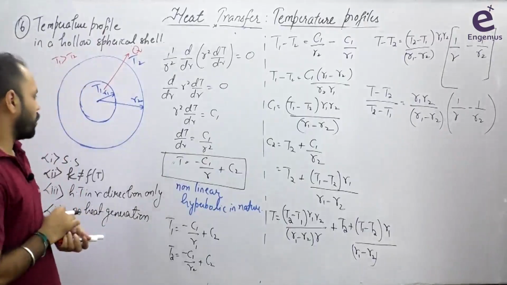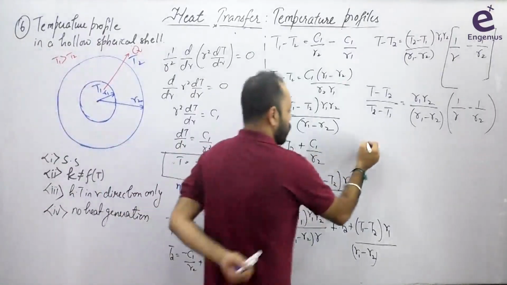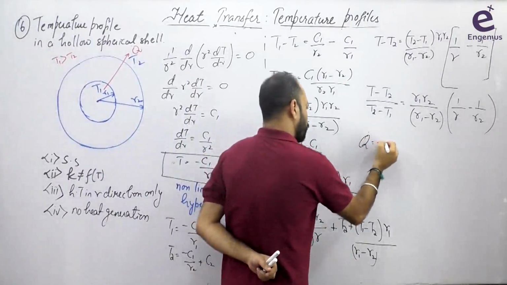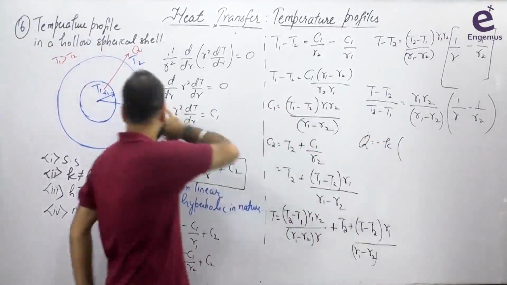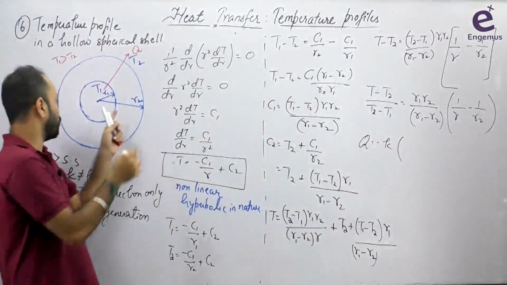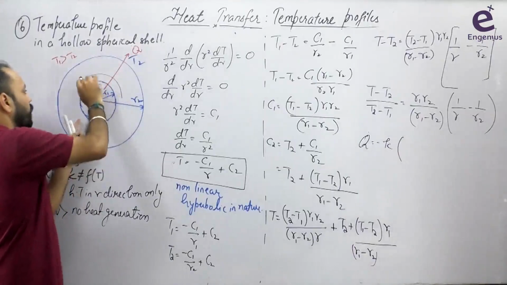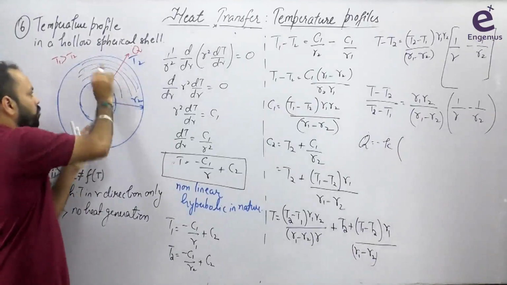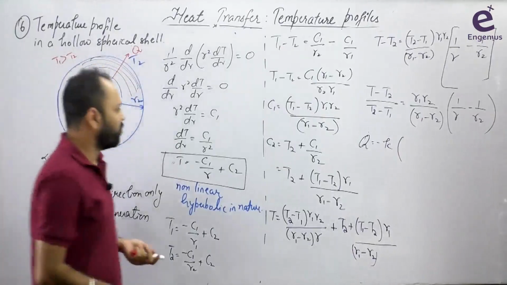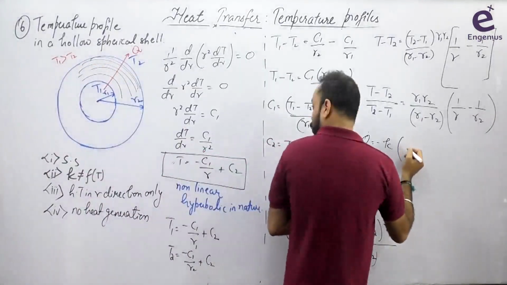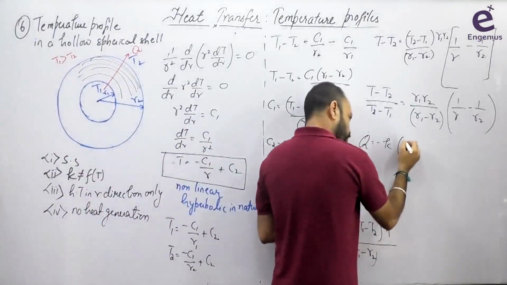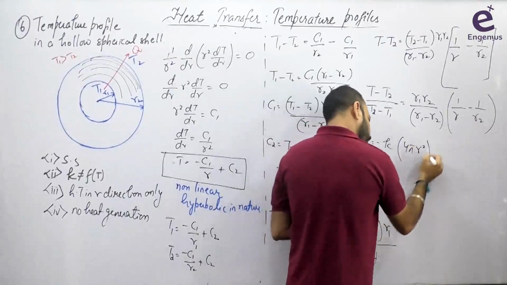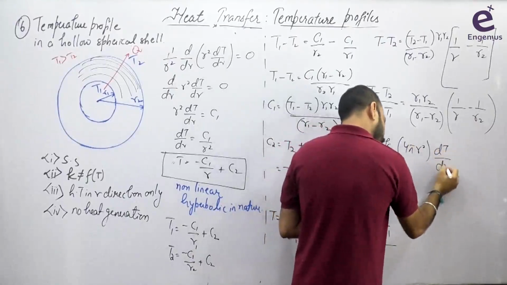Now the question arises: what is Q? Let's look at Q. Q is equal to minus K times area. The area here is the spherical surface area, which is changing: 2 pi R, 2 pi R2, R3, R4, R5, various different surface areas. So what is the surface area of a sphere? 4 pi r square. So Q is minus k into 4 pi r square dT by dr.